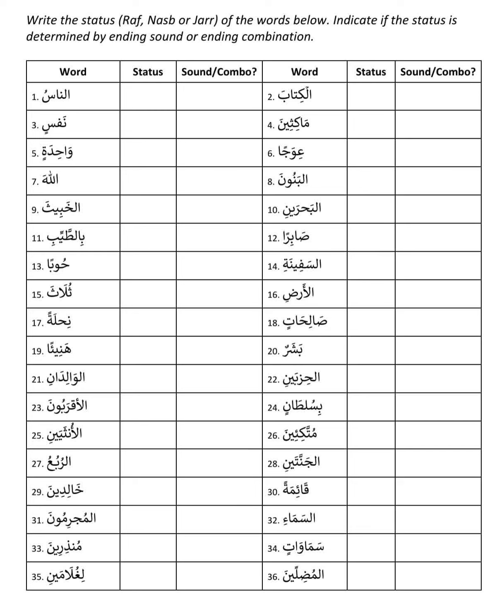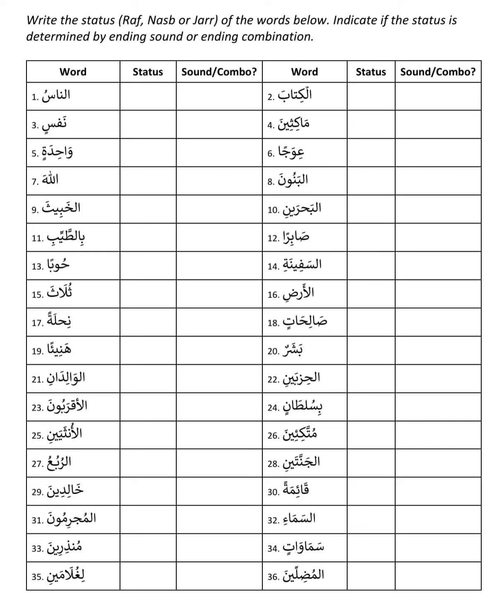And number 32 is sama'i. Sama'i is like Sama'un, Sama'an, Sama'in. So Sama'u, Sama'a, Sama'i. So it's like Muslimun, Musliman, Muslimin, or Muslimu, Muslima, Muslimi. That's the idea. So it's a sound and it's a jar. And 33 is Munzirina. Very easy, like Muslimina. So it is nasib or jar, and it's a combo. And Samabatin like Muslimatin. It's a combo. Atin is always combo. And it is nasib or jar.